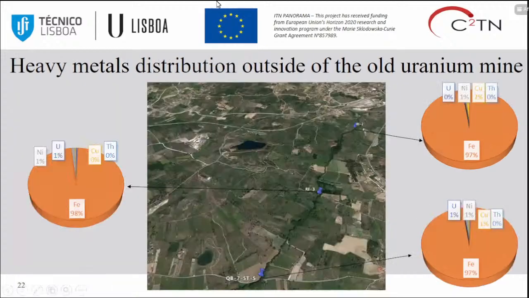For outside of the mine, we have three points: one upstream, one in the middle before the water goes to the river, and another downstream. You can see all the distribution of the metals is very similar. We don't have any contribution from the open pit contaminating the river, because the concentration is more focused on the contact between rock and water.